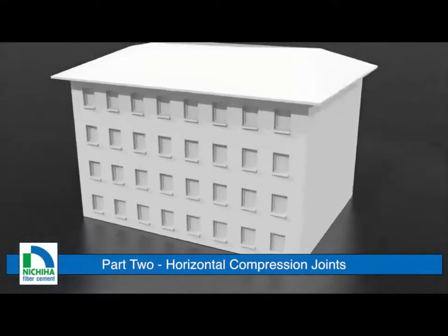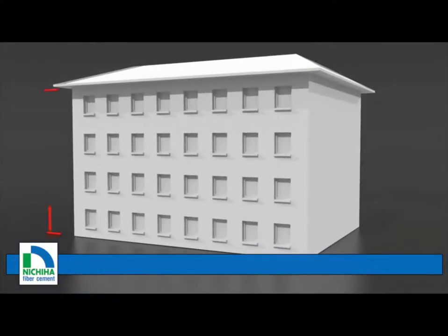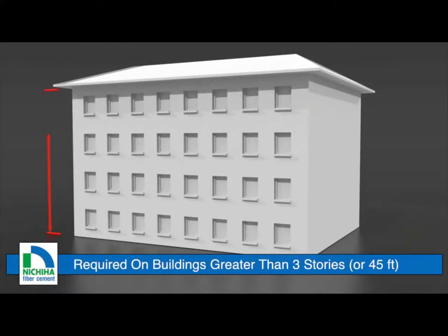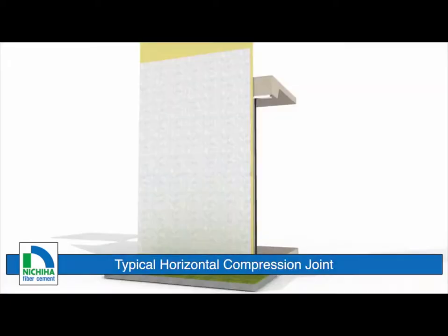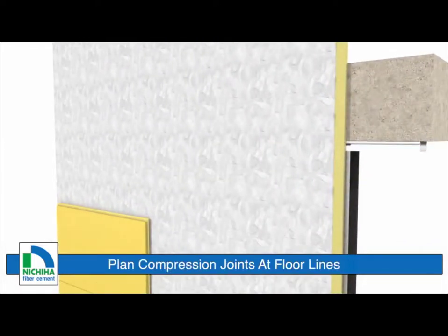Part 2. Horizontal compression joints. For buildings greater than 3 stories or 45 feet, horizontal compression joints are required. The spacing of these horizontal joints varies according to the construction type. Consult the Nichiha installation guides for more information on spacing requirements. This video demonstrates a typical horizontal compression joint on a metal stud wall assembly. Horizontal joints should be located at floor lines.